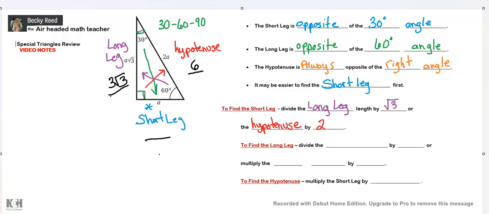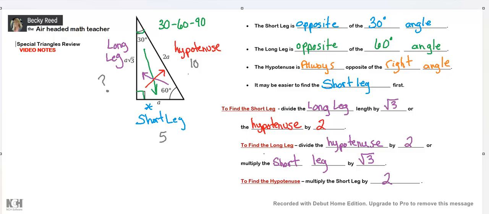So the long leg is 3 times the square root of 3. If we divide that by the square root of 3, these guys cancel out, and that gives us a short leg of 3. Okay, but if you didn't have this one, if you just had the hypotenuse, you could then divide that by 2. So you could say 6 divided by 2 gives us 3. So that's another way to be able to find the short leg.